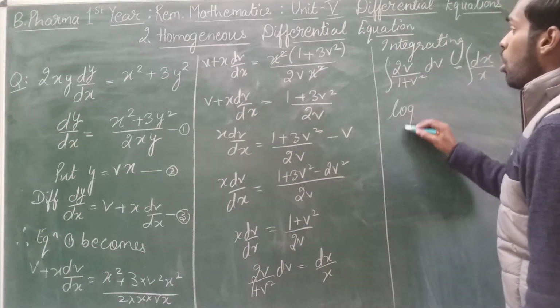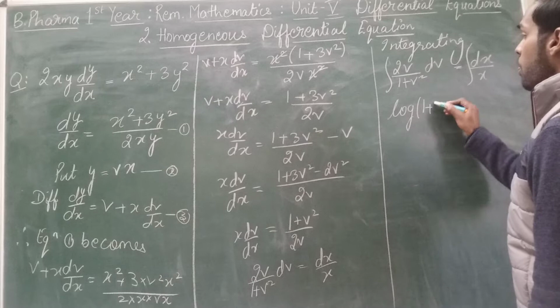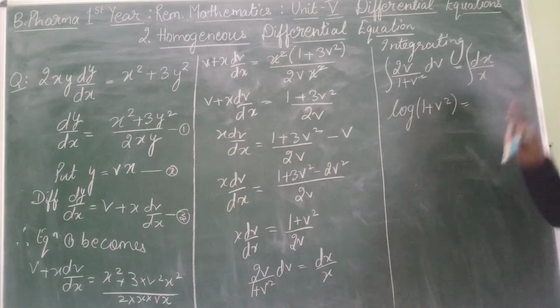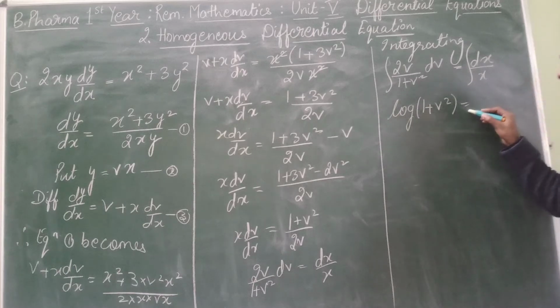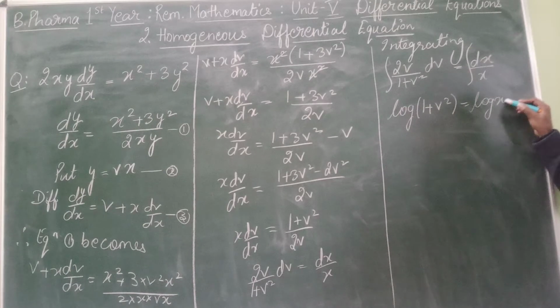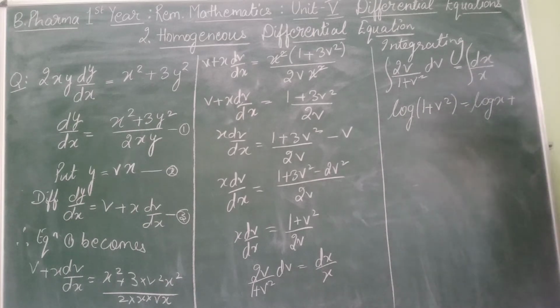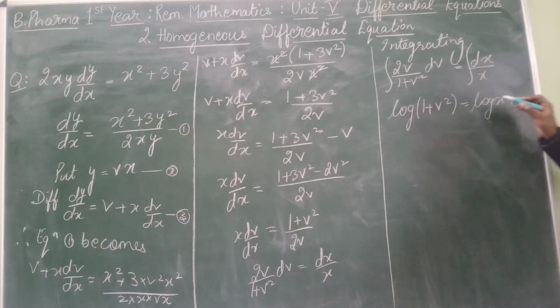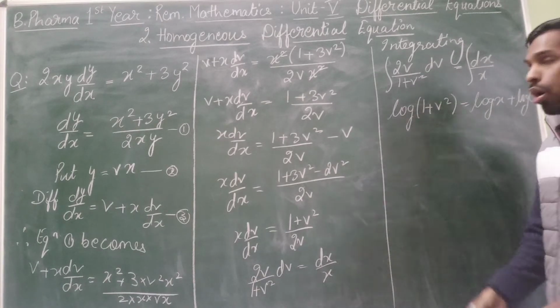Log of denominator, that is 1 plus v square, is equal to, what is the integration of 1 upon x? यहाँ पे function क्या है? 1 upon x, so उसकी integration क्या होती है? Log of x plus constant. अब देखिए इसमें जब सारे functions आपके पास log के हैं, तो you can put the constant also as log.